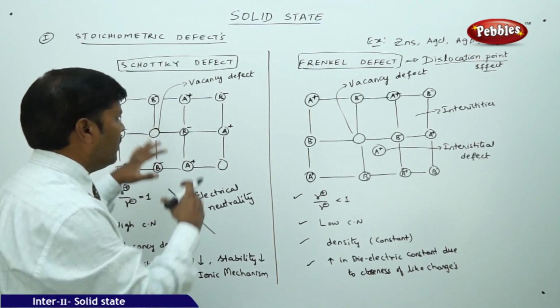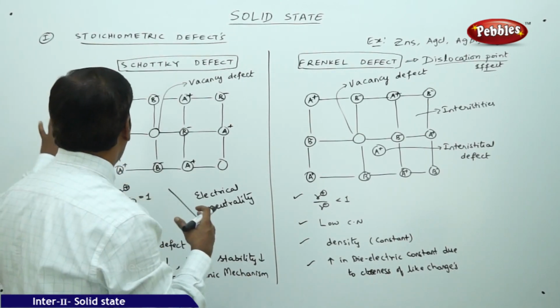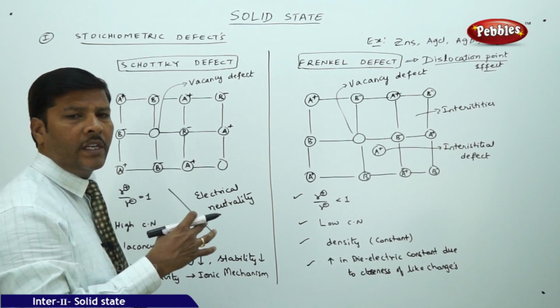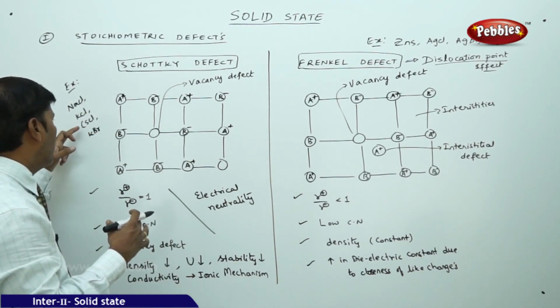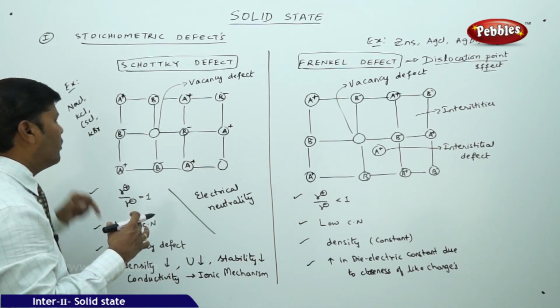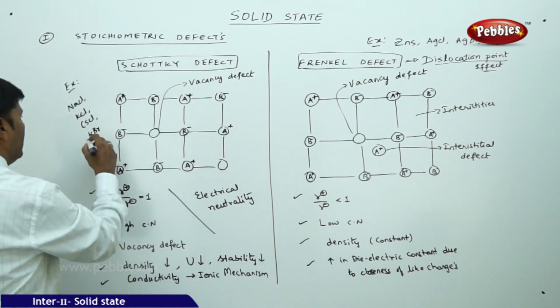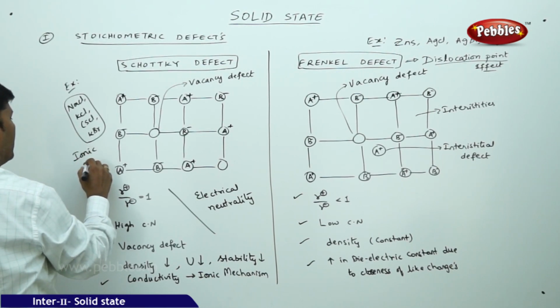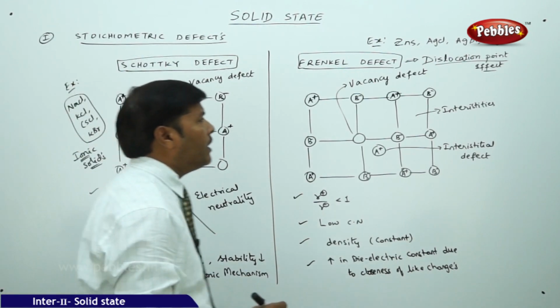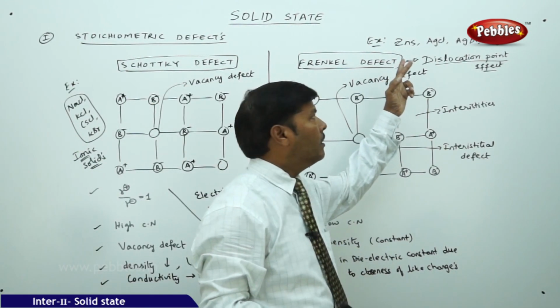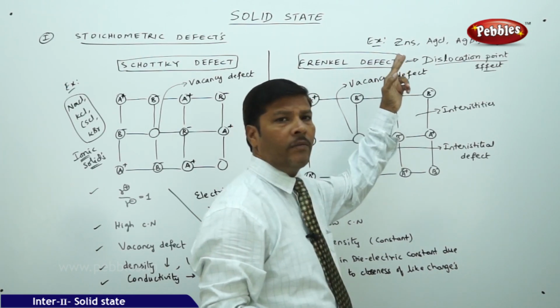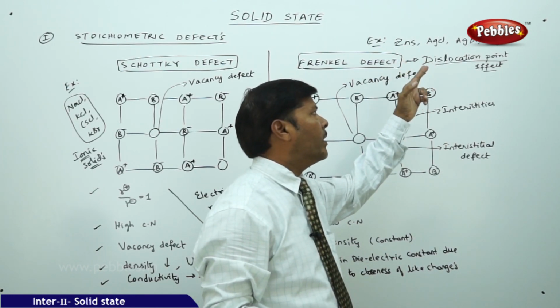I mean to say, in both the cases, particularly if you go for Schottky's defect, you are finding that sodium chloride, potassium chloride, cesium chloride, potassium bromide, all these are more ionic. These are completely ionic solids. In ionic solids, the electrostatic forces of attraction are much stronger. Relatively, if you take the examples of Frenkel defect, the examples are zinc sulfide, silver chloride, silver bromide and silver iodide.